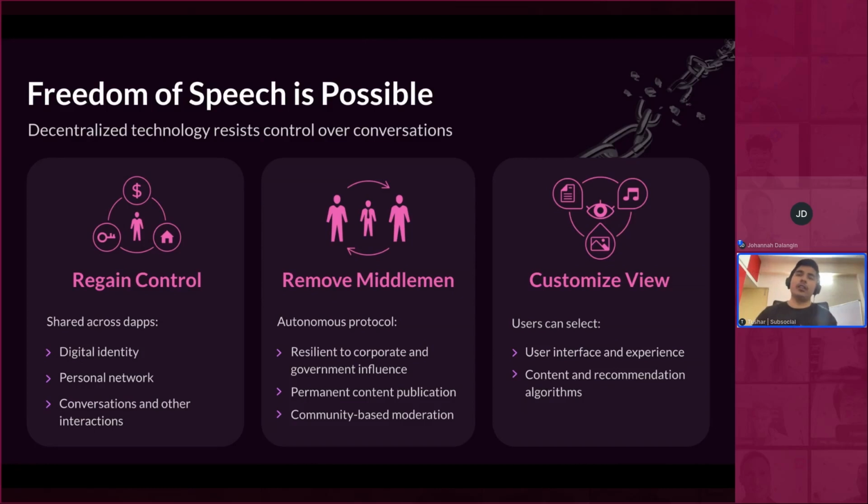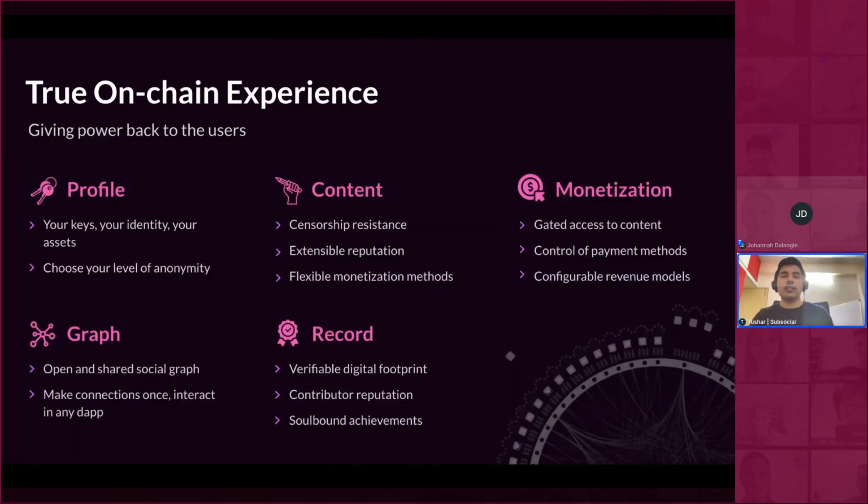It will have all the data already because it's part of the blockchain. So that's what we call a true on-chain experience, where you have a profile, you have an identity, you have a key which you hold, and the content is a part of it, which is attached to this key, that makes sure that your ownership is there.